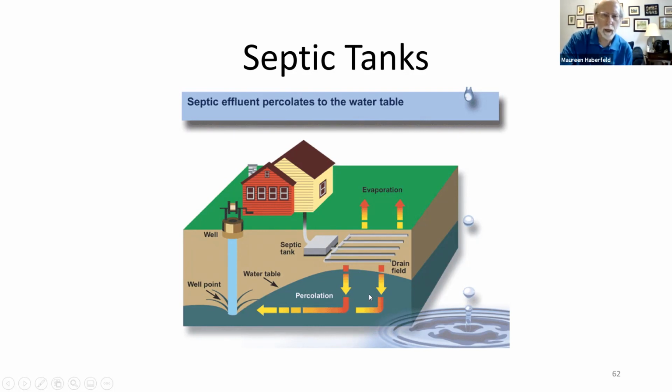So as you can imagine, that water does not get a very high degree of treatment. But that's why they have rules on how many of these systems are allowed in a given area. They can't be very close together, and they can't be very close to anybody's well.